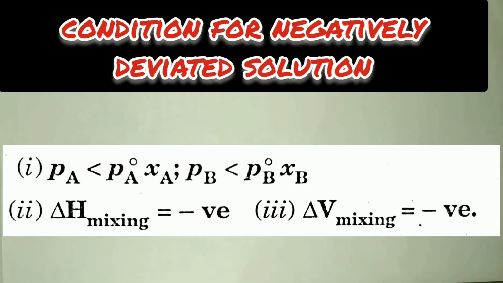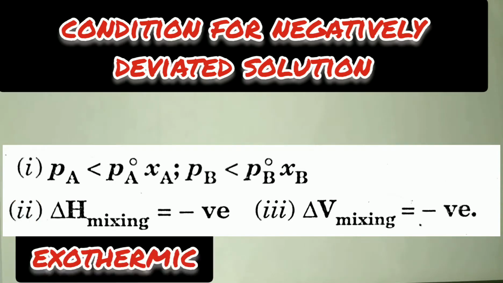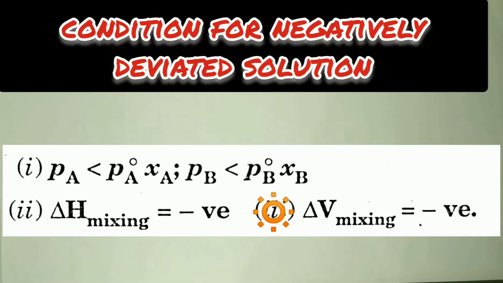Conditions for negatively deviated solution. Condition number 1, PA less than P naught A XA and PB less than P naught B XB. That means the partial vapor pressures decrease as expected by the Raoult's law. Second condition, the enthalpy change becomes negative. That means energy is released, the solution becomes exothermic. Third condition, delta V equal to negative. That means volume of the solution also decreases.